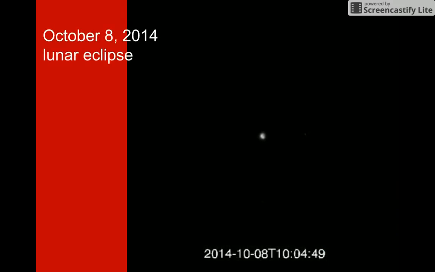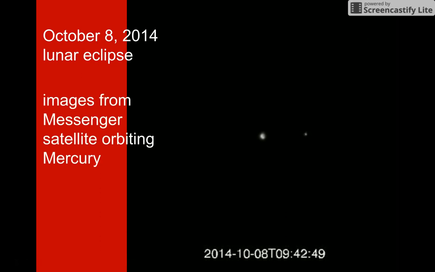This is October 8th, 2014, a lunar eclipse. Notice how the moon diminishes. This is the Earth. This is the moon. What a fantastic little video. These are images from Mercury, where there was an orbiter called Messenger going around Mercury. That's only 66 million miles away that this photograph was taken from, this video, and sent back to Earth. It's amazing what we can do today.